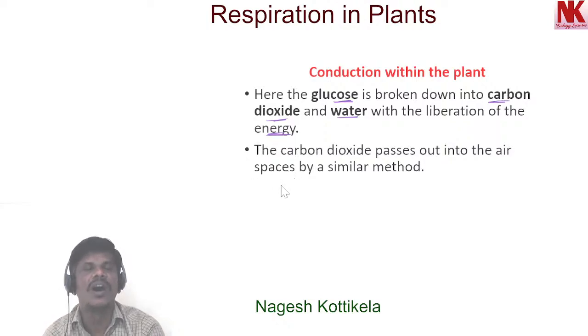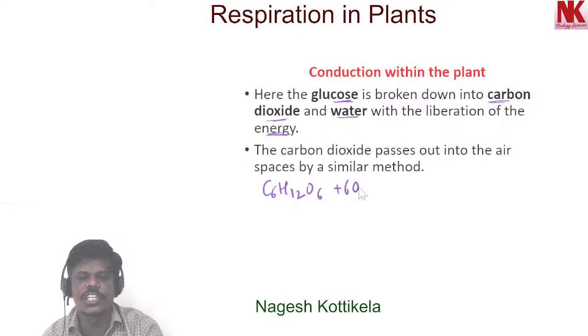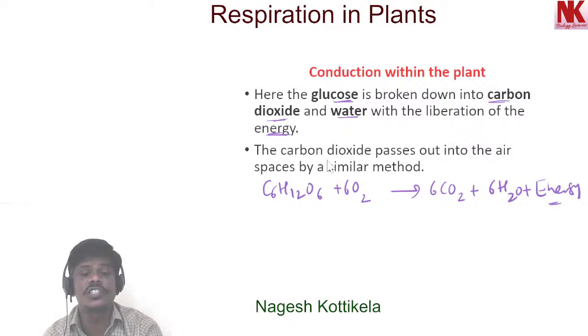So here if we look, C6H12O6, this is glucose. And here 6O2, this is oxygen. Then what happens here? 6CO2 plus 6H2O plus energy. So energy is released. So this is how aerobic respiration takes place.